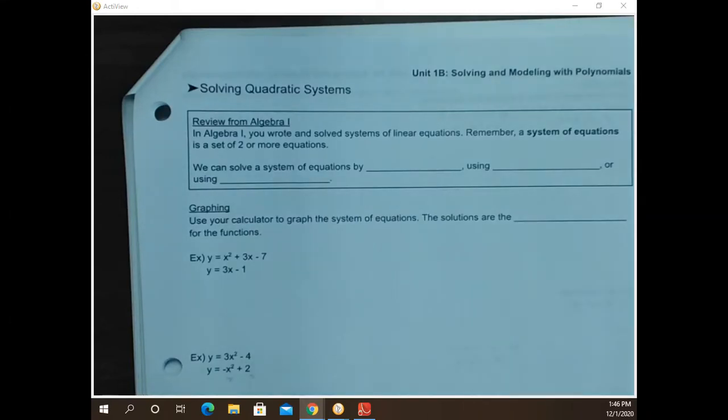Hi guys, today we're going to be on page 23 in your notes packet and we're going to talk about solving systems of equations. You talked about solving systems of equations using graphing, substitution, and elimination in Algebra 1 with linear equations. Today we're going to take a look at solving quadratic systems of equations.